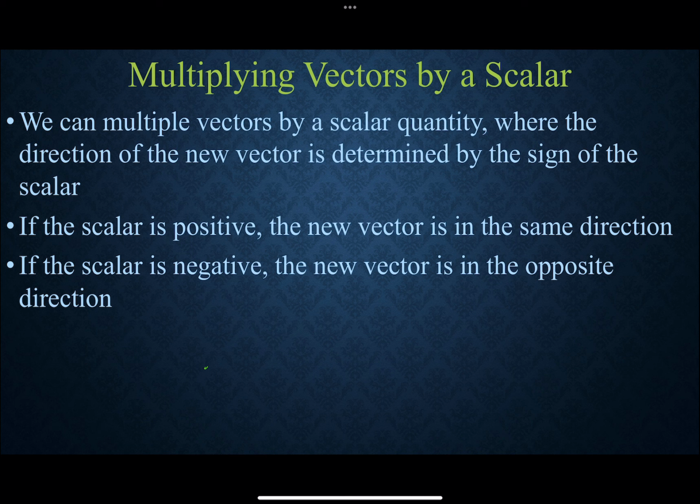So if I have this vector A right here, and I say vector B is going to be twice vector A, it'll go in the exact same direction, just twice that vector. Or if I say vector C is negative A, then it'll be the same thing as A, but now in the negative direction.